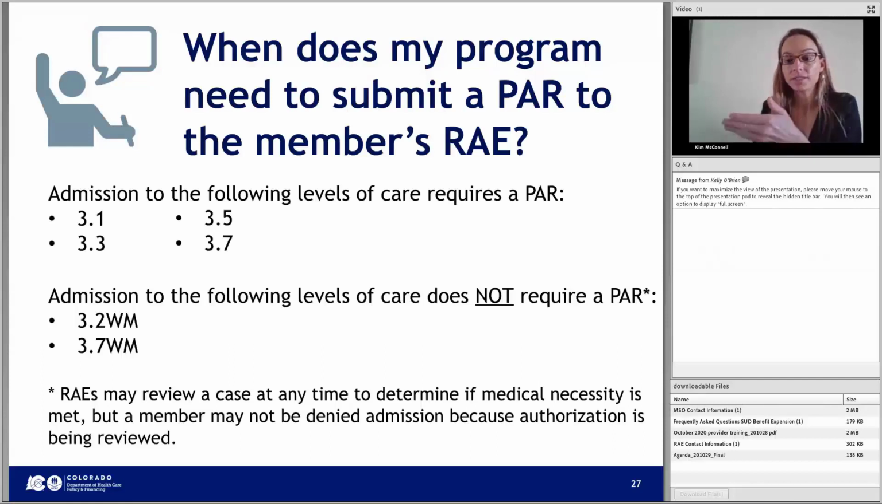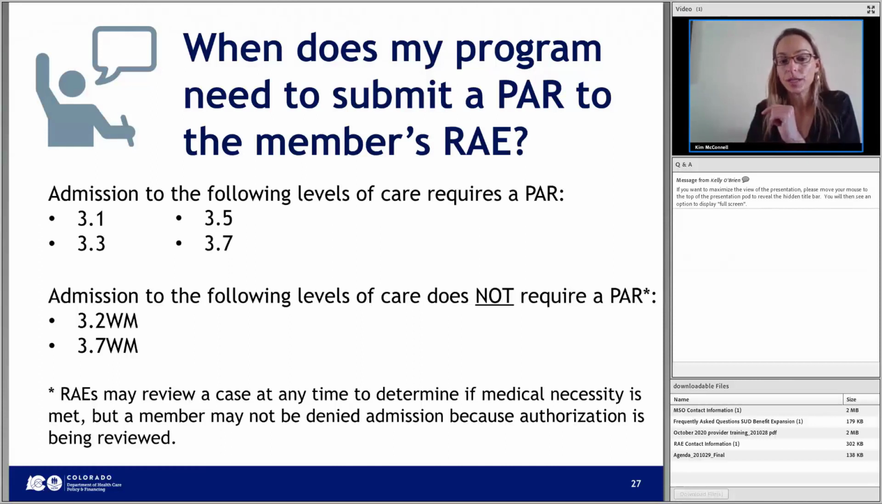Okay, so in what situations would a prior authorization be required? Prior authorizations will be required for any of the treatment services. So 3.1, 3.3, or 3.5 will require a prior authorization. The clinician will conduct the assessment, determine the level of care that's needed, and then document it on the RAI's prior authorization form. RAI will review it and then issue a decision.